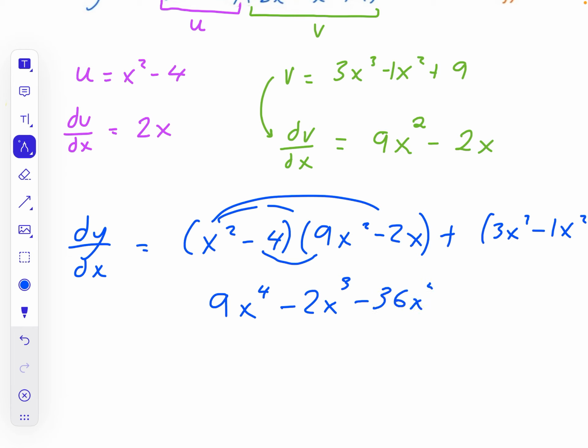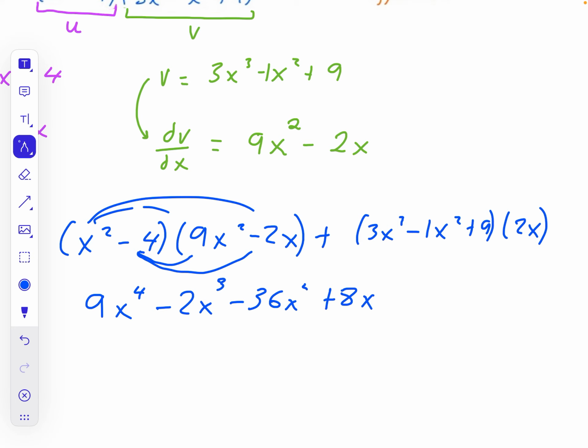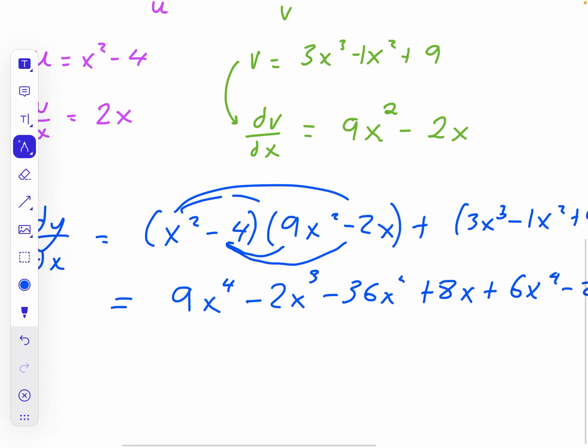Minus 4 by 9x squared, that's going to be minus 36x squared. Minus 4 multiplied by minus 2x, that'll be plus 8x. That's our first bracket done. And our second bracket then, we need to multiply everything by 2x, so that's a cubed, isn't it? So that will be plus 6x cubed, minus 6x to the power 4, minus 2x cubed, plus 18x.